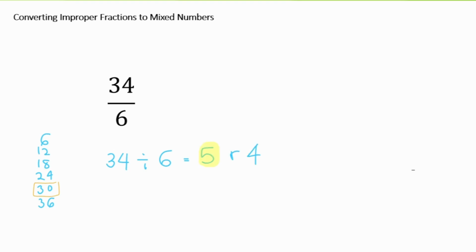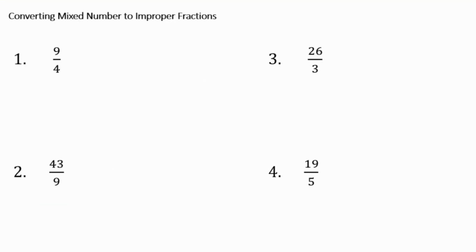So the answer that we get is always going to be our whole number in the mixed number. Our remainder is always going to be the numerator of the fraction. And the denominator of the mixed number is always going to remain the same in our improper fraction. So this is going to be 5 and 4 over 6. So here are a few examples.